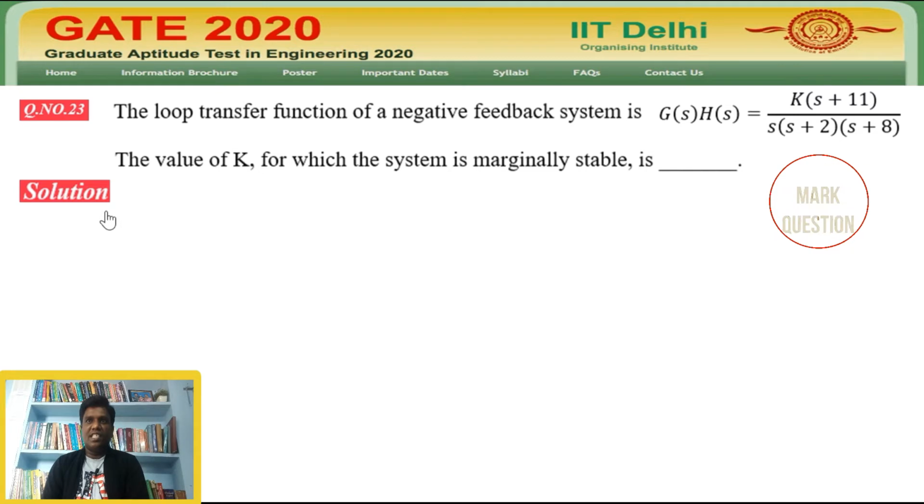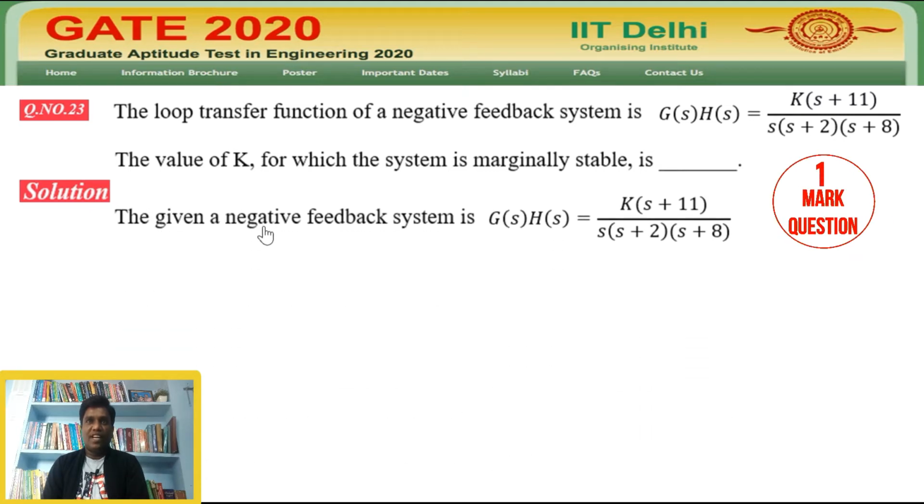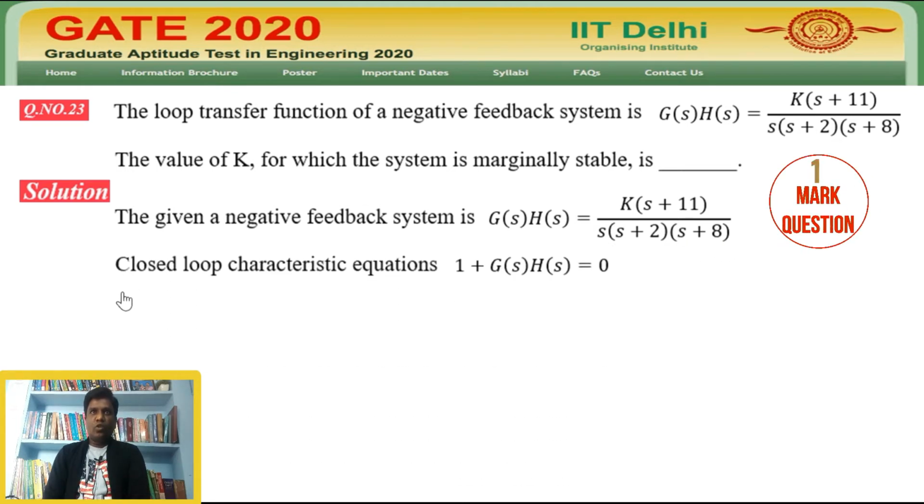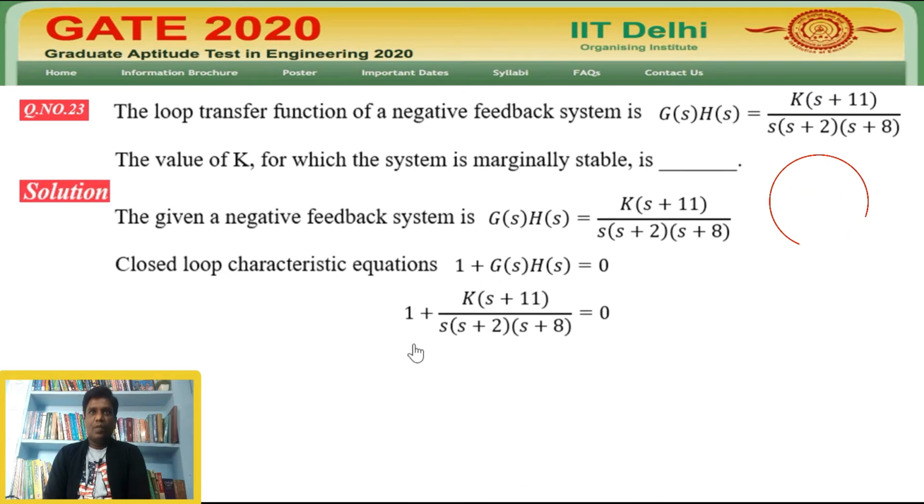Basically, these two methods require the characteristic equation in order to find the stability value. So, now we want to find the characteristic equation from the given negative feedback system, G(s)H(s) = K(s + 11) / (s(s + 2)(s + 8)). We know that the general closed loop characteristic equation is 1 + G(s)H(s) = 0. Now substitute the given G(s)H(s) term in the general closed loop characteristic equation. Then the equation will be 1 + K(s + 11) / (s(s + 2)(s + 8)) = 0.